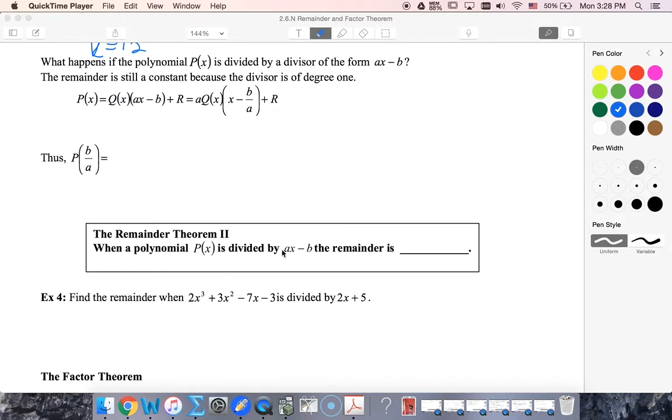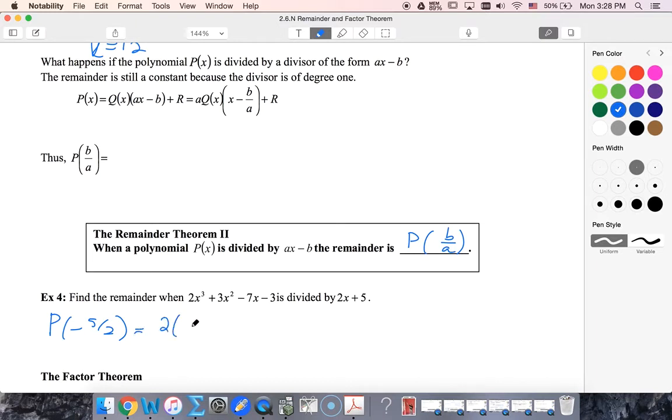So when I divide by ax minus b, the remainder is going to be p of b over a. It's just as we suspect. So find the remainder when I divide by 2x plus 5. I can do that by finding p of negative 5 over 2. And then in this case, it's probably easier to do synthetic division than thinking about cubing all these values, actually. But we could still do it.